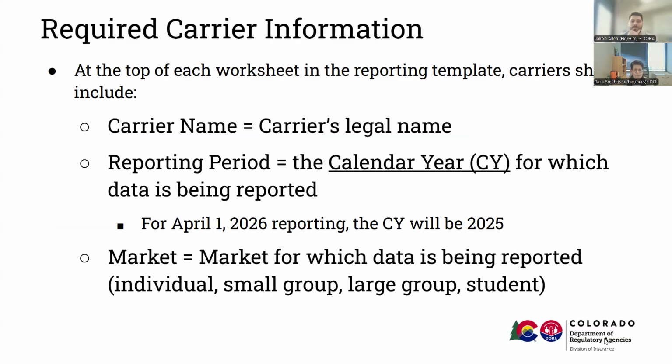As for the required carrier information, this is at the top of each worksheet in the workbook and is expected to be filled out appropriately and accurately for each worksheet, for each market, for each carrier. We're asking that the carrier puts their legal name, the reporting period, which should be double checked again and again to make sure that it is the appropriate calendar year being reported on, as well as the correct market. Any inaccurate reporting of the calendar year or name or market will result in an immediate objection.